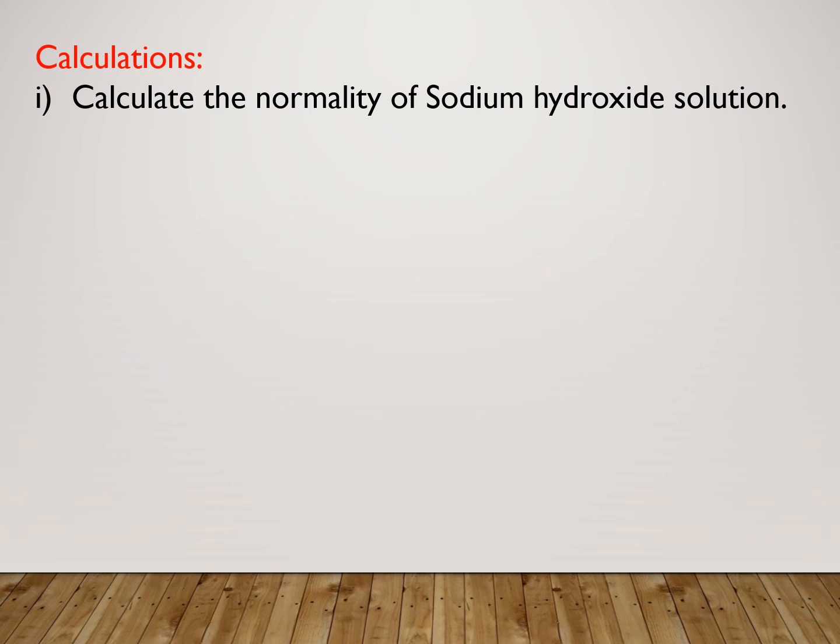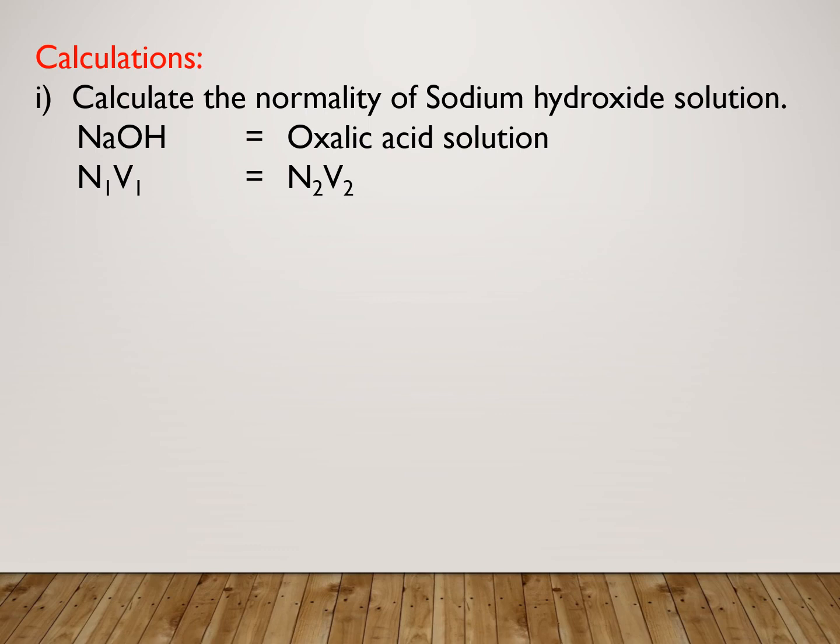In the calculation part, to calculate the normality of the sodium hydroxide solution, NaOH corresponds to oxalic acid solution, that is N1 V1 equal to N2 V2, where N1 is the normality of NaOH and V1 is the volume of NaOH, and N2 is the normality of oxalic acid, V2 is the volume of oxalic acid. We have to calculate the normality of NaOH, that is the exact normality of NaOH. The volume of NaOH is the burette reading, that is the mean burette reading that we have got in the titration experiment.